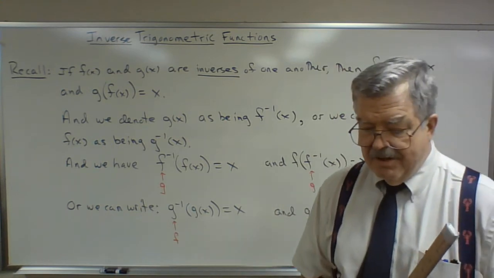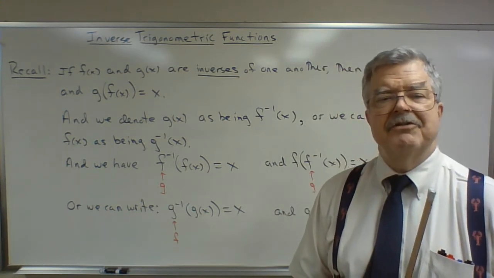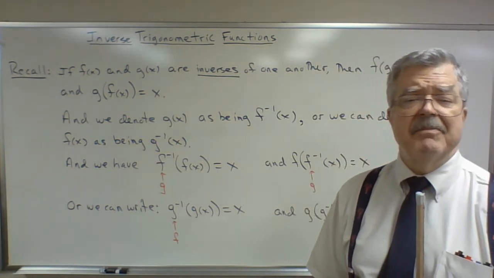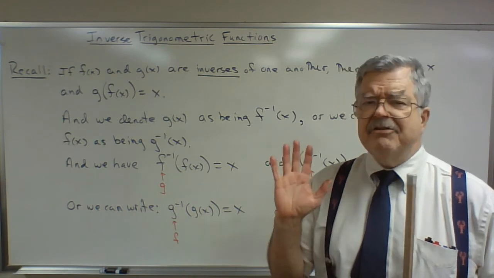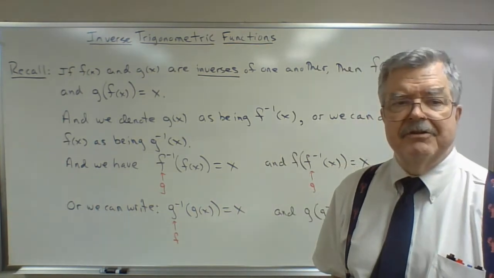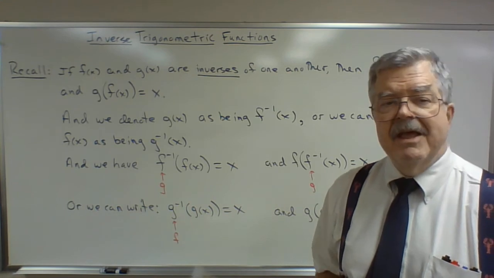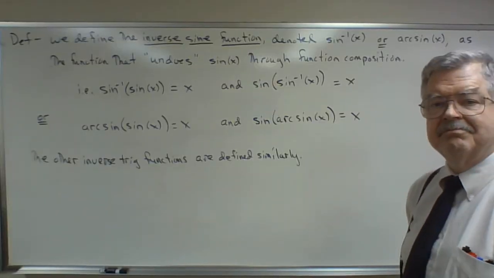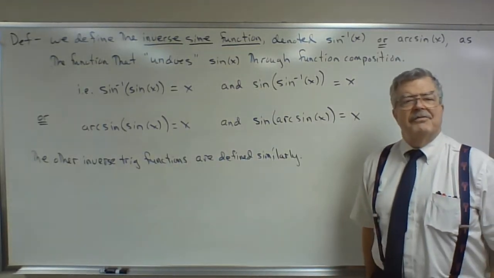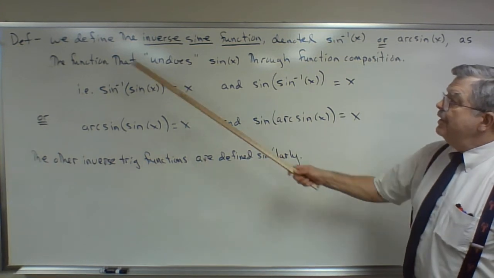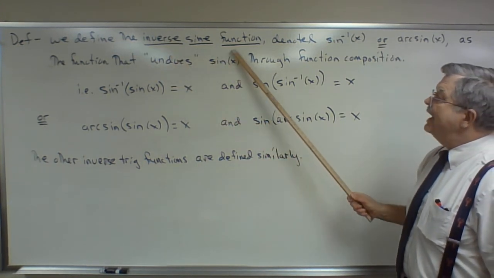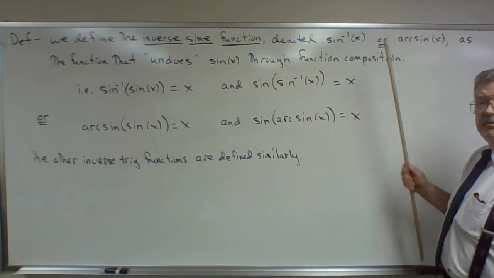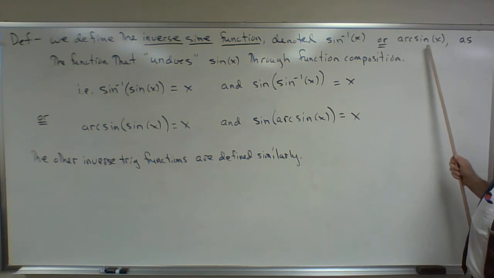It turns out that each of the 6 fundamental trigonometric functions, sine, cosine, tangent, cotangent, secant, cosecant, each of the 6 elementary trig functions has an inverse. And that's what we're going to look at next. Let's start off with inverse sine. We define the inverse sine function, denoted sine inverse of x, or arcsine of x.